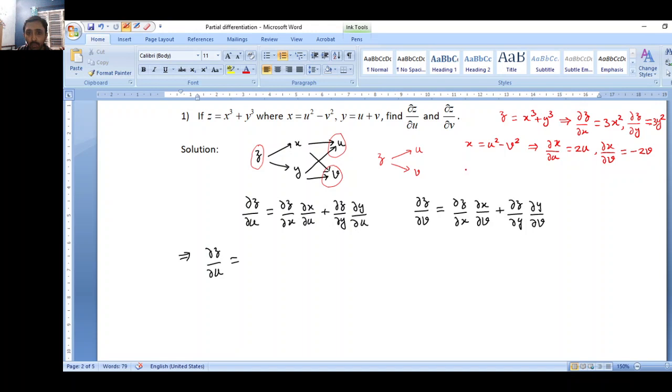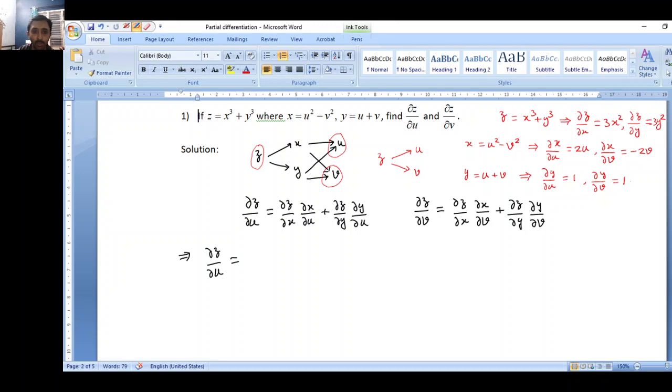Similarly, when we take y is given to be u plus v, because y is u plus v, ∂y/∂u is going to be 1, and ∂y/∂v is again going to be 1. Right? Now we'll use all these expressions in the expression for ∂z/∂u.